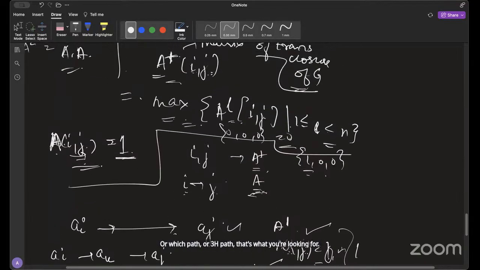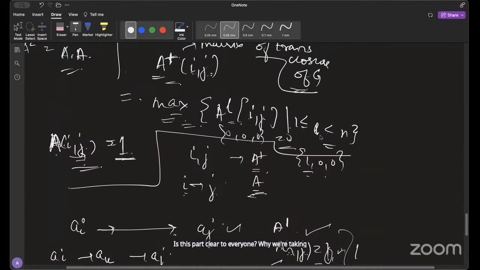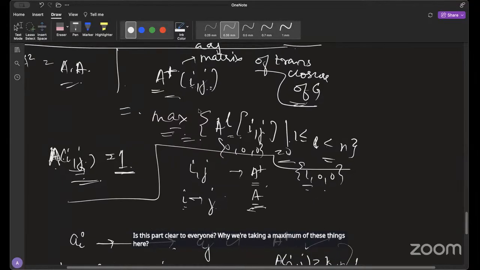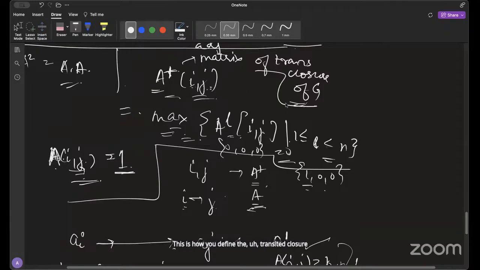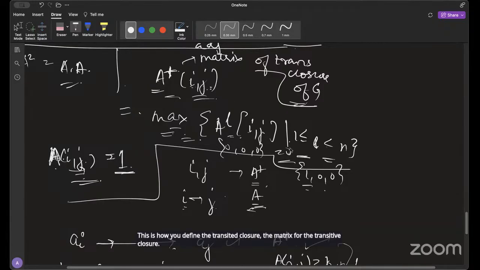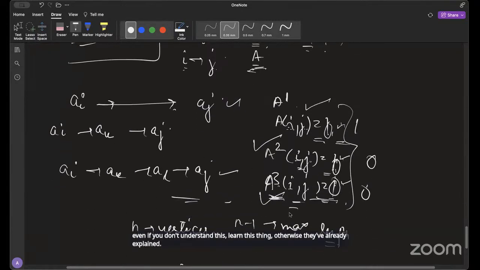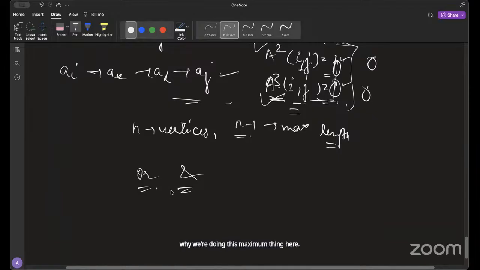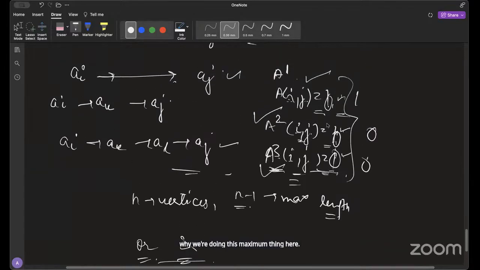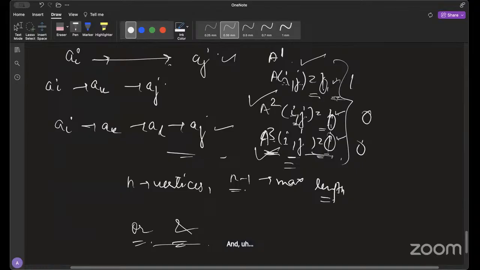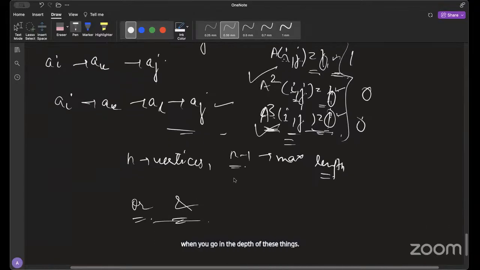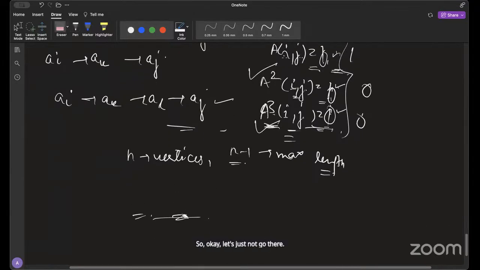Is this part clear to everyone? Why we're taking a maximum of these things here? Yes. This is how you define the transitive closure, the matrix for the transitive closure. Even if you don't understand this, learn this thing. Otherwise, they've already explained why we're doing this maximum thing here. And then you go into the depth of these things. Okay, let's not go there. That's how you calculate the adjacency matrix of the transitive closure.